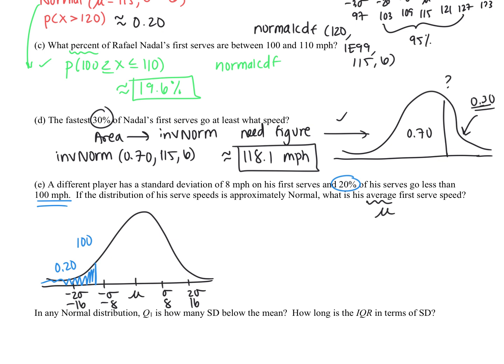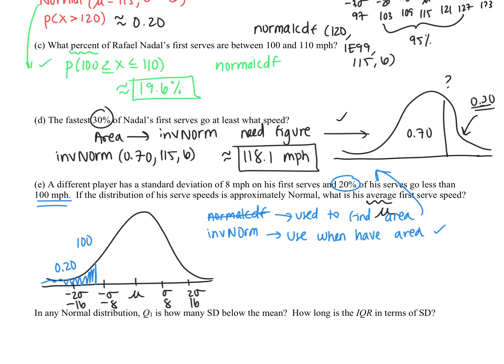Okay, so at this point, we have to be thinking, what are our options? Well, on the calculator, we can do normal CDF, or we can use inverse norm. So which one would be appropriate? Well, normal CDF is used to find an area. In this case, we already know the area. The area is that 20%. So normal CDF maybe is not appropriate. Inverse norm, on the other hand, we use when we have the area. That seems like it might be a little more appropriate because we have that area of 0.2.